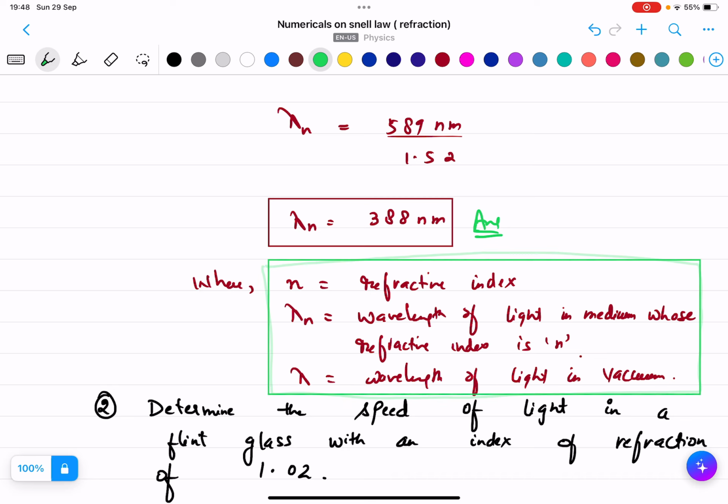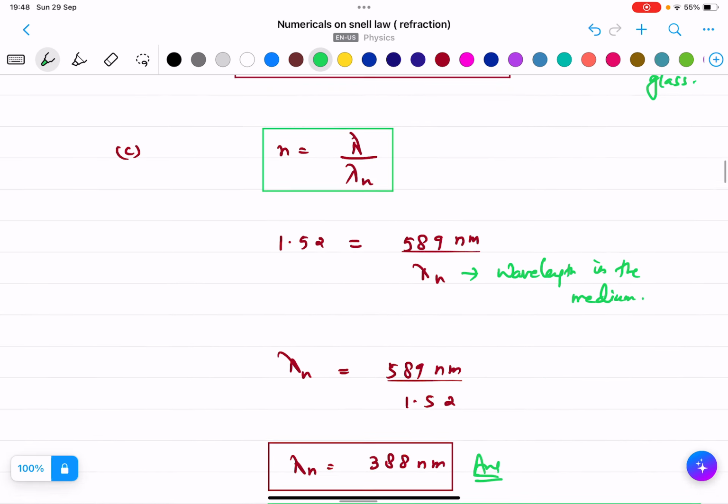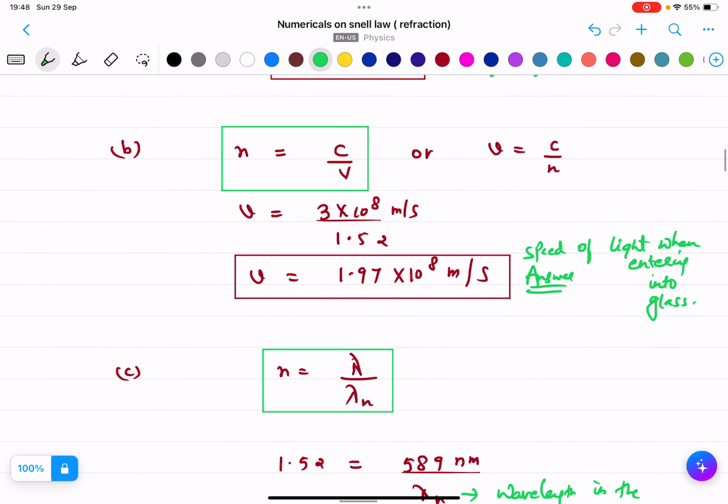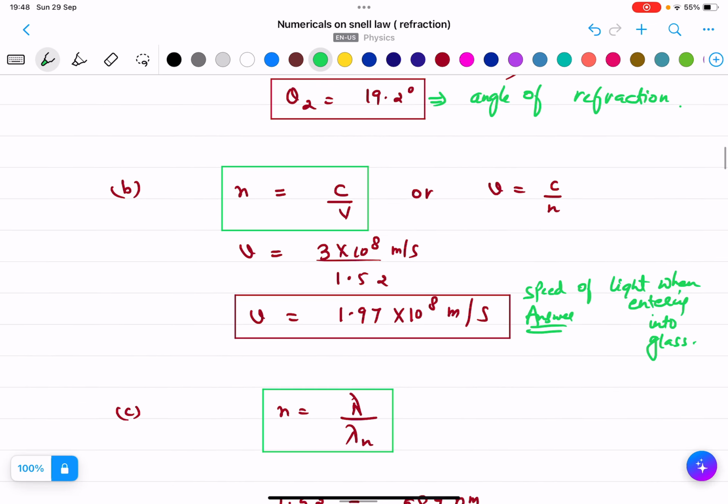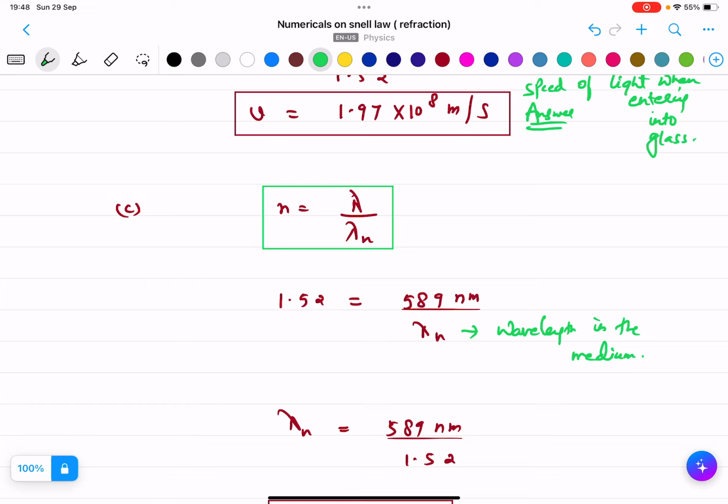So for the numericals of refractive index, you need to remember these three formulas. The first one, Snell's law: n1 sine theta 1 equals n2 sine theta 2. Second, n equals c by v. And third, n equals lambda over lambda n.